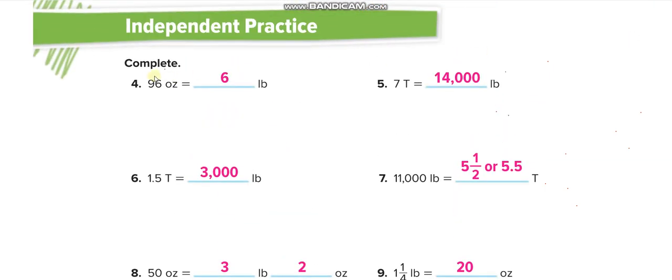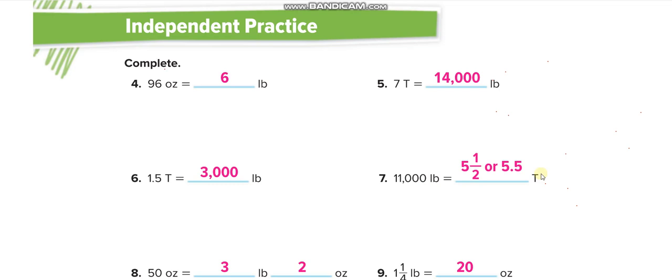Okay, here, 96 ounces, 96 divided by 16, that is 6. 7 tons, 1 ton is 2000 pounds, 7 times 2000, 14,000. 1.5 tons, okay, the same thing here, you can do it separately. 1 ton is 2000, and half ton, if 1 ton is 2000, half ton is 1000. So 2000 plus 1000, 3000.